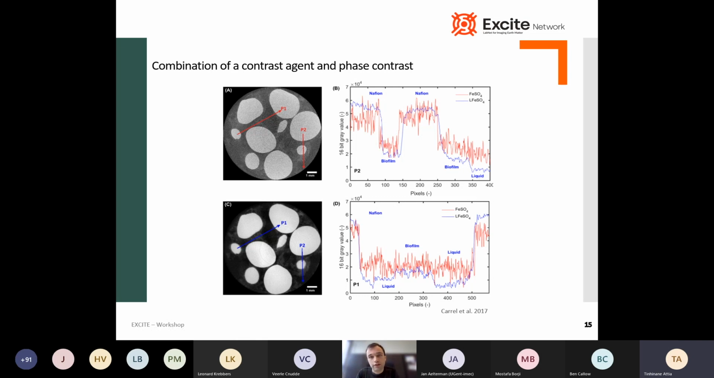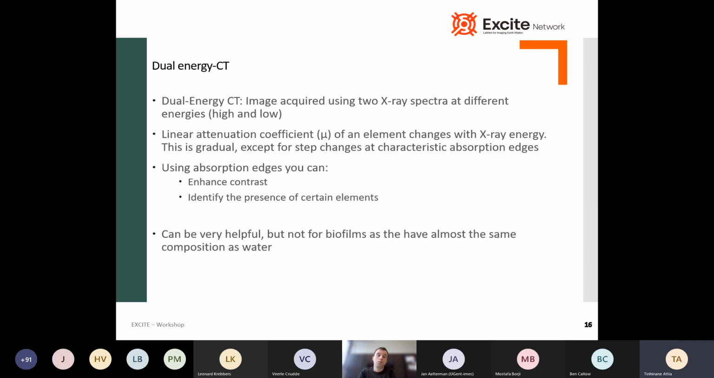So it can be a valuable asset to try this as well if you're dealing with contrast issues. Another last way to do it is you can use dual energy, where you acquire an image at two different energies, usually a high and a low one. This is because the linear attenuation coefficient of an element changes with the X-ray energy. This is gradual, except for some specific step changes at characteristic absorption edges. Using these edges, you can identify the presence of certain elements, but you can also enhance the contrast.